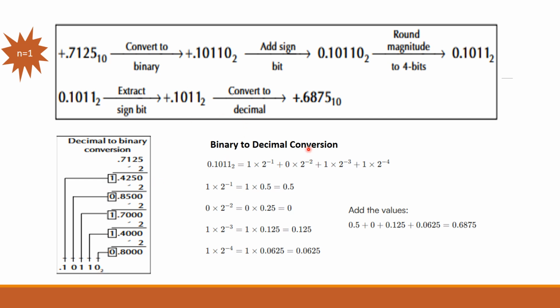Now, binary to decimal conversion. Again, we have to convert it into decimal value. For that, we have to multiply by the position weight. Here 1 into 2 power minus 1, 0 into 2 power minus 2, plus 1 into 2 power minus 3, plus 1 into 2 power minus 4. Then we have to add these values. So finally, you'll get 0.6875.